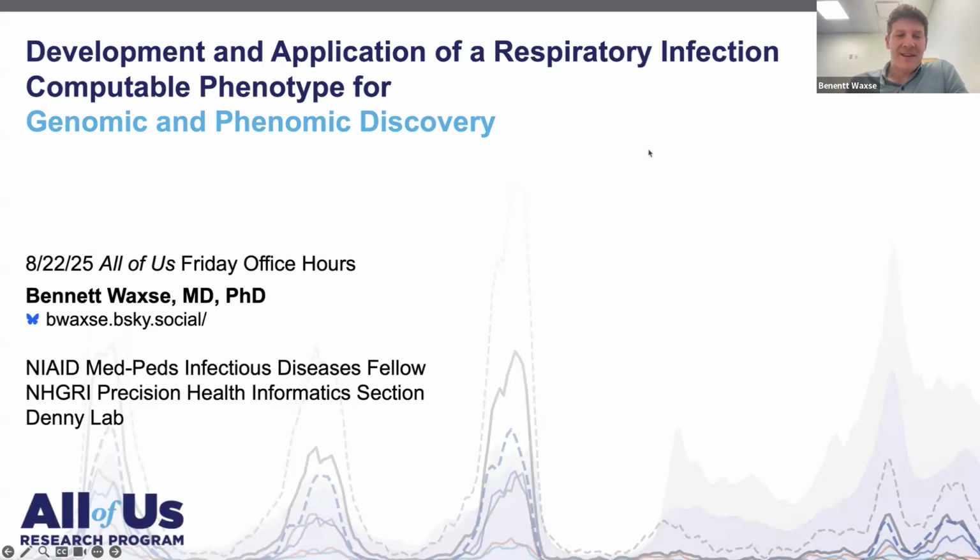I'm Bennett. I'm an infectious diseases fellow. I am very grateful to be invited to come speak. I have been an ID fellow for 4 years. I've been working in Josh's lab for 2, and I have really thoroughly enjoyed learning how to phenotype in the electronic health record, specifically in All of Us. And so we're going to talk about respiratory viruses.